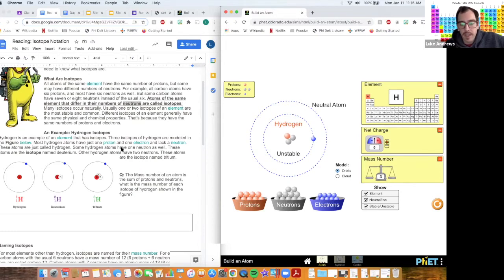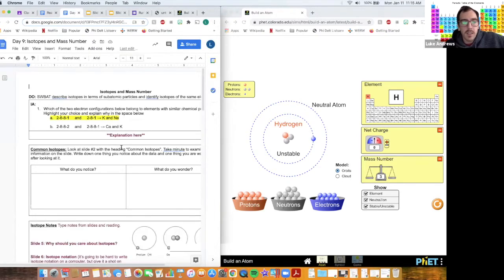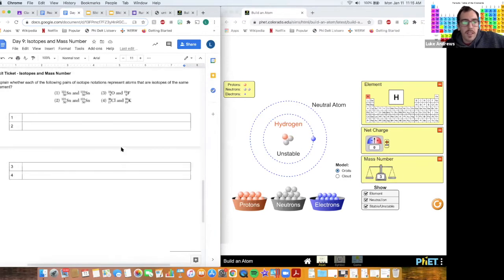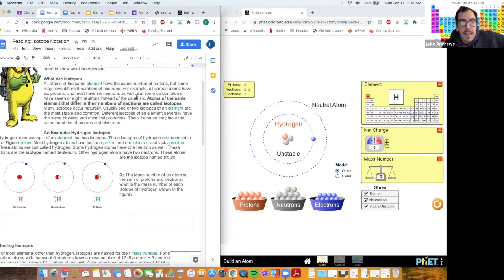So we had this reading about isotopes. We also had this assignment and more specifically, this exit ticket. This exit ticket used to be a multiple choice question, but I turned it into several short answer responses. So you have to look at each pair here, pair 1, 2, 3, and 4, and tell me, is each pair an isotope or not? So, real quick, definition: atoms of the same element that differ in their numbers of neutrons are called isotopes. So same element, different number of neutrons.